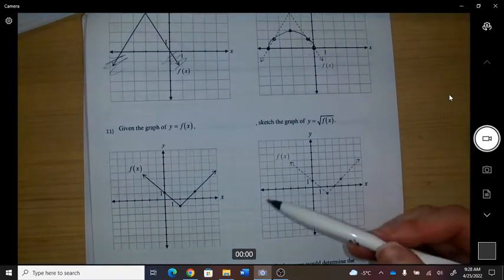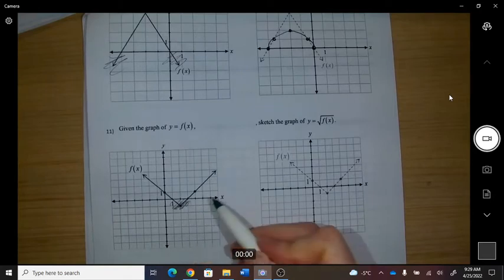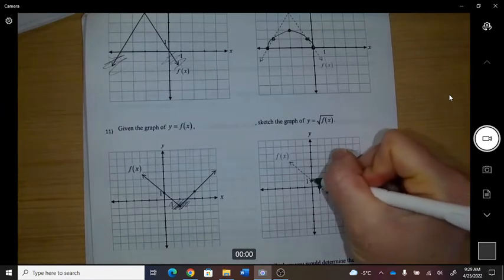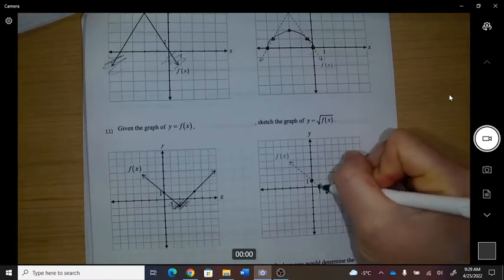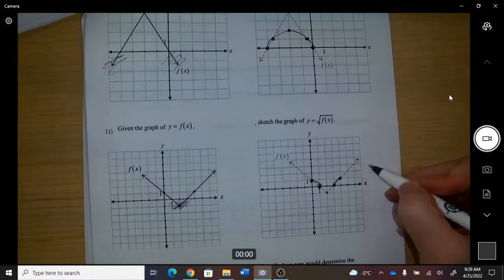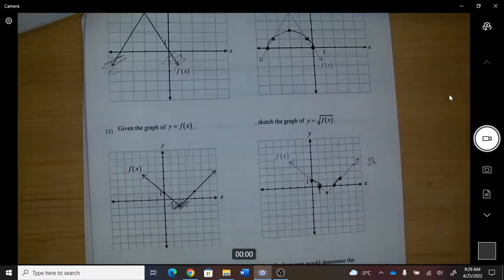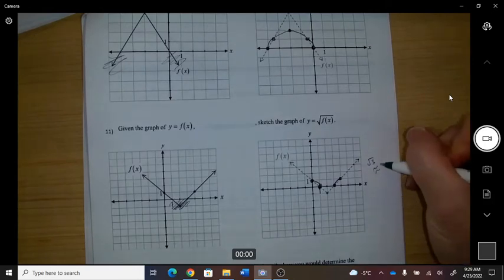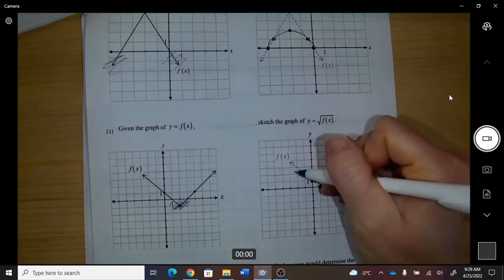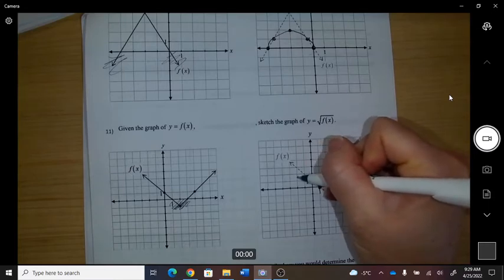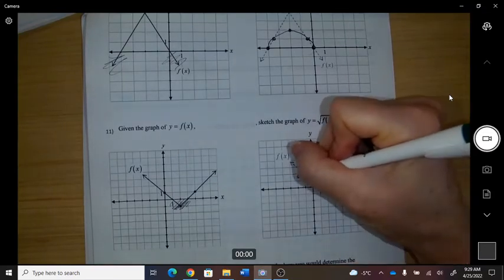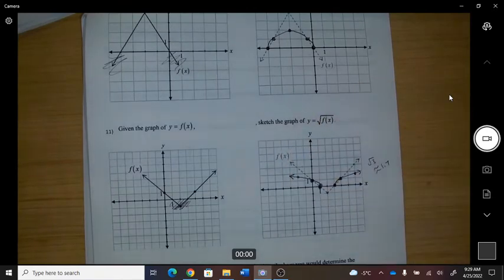Sketch the square root of this graph. So this portion will not exist. 0 will stay at 0. 1 will stay at 1. This portion of the graph will be above, and then this is a 3, so I'm going to square root 3 to be about 1.7, so I'll move to there. Okay, and then this will have an arrow because that has an arrow, and same on this side. Slowly increasing.